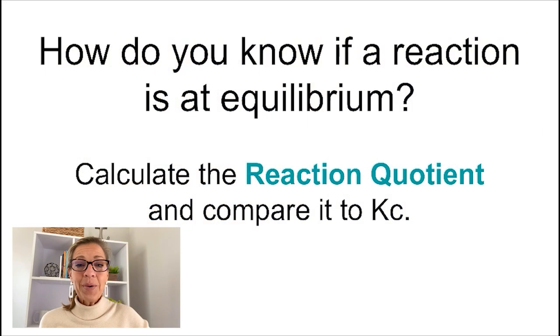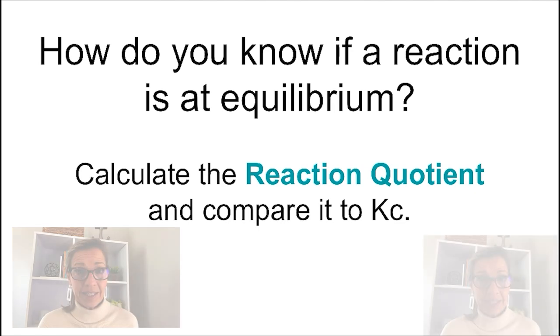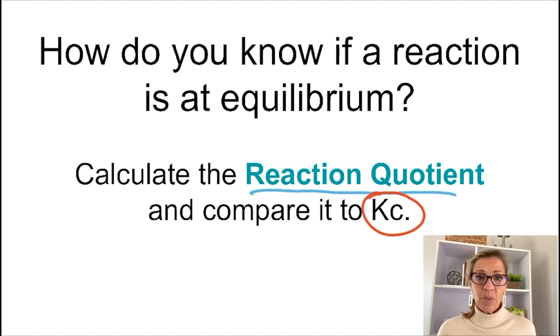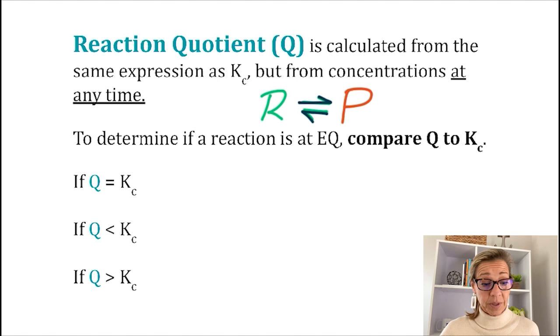Now that we know what an equilibrium constant is, we're going to be able to calculate and predict whether or not a reaction is at equilibrium. And so what we're going to use is something very similar called a reaction quotient. Now remember, for these Kc's, we plug in concentrations at equilibrium to calculate a number. We're going to compare it to a reaction quotient, and this is really simple.